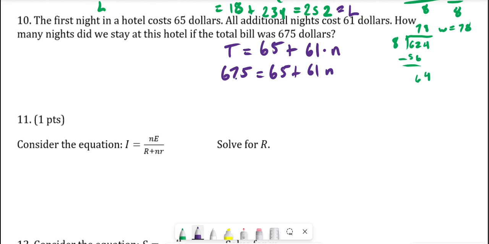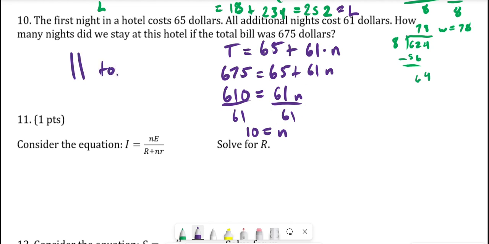Subtracting 65 over from here, I'm going to have 610, and that's 61n. Dividing by 61, hey, we're in luck, that's just 10. So this is the number of additional nights we spent. How many total nights did we spend? Well, we spent one night plus 10 more nights, so 11 total nights. Don't forget to add that first night.